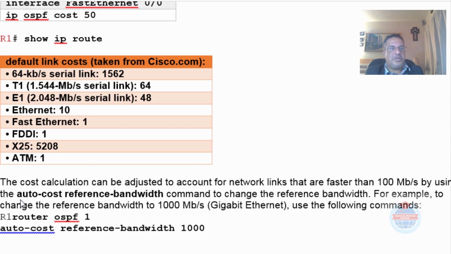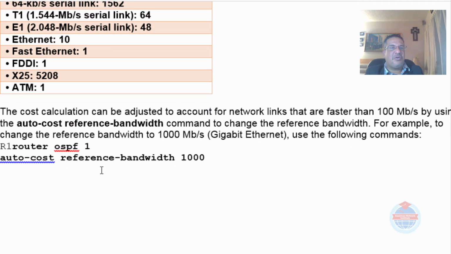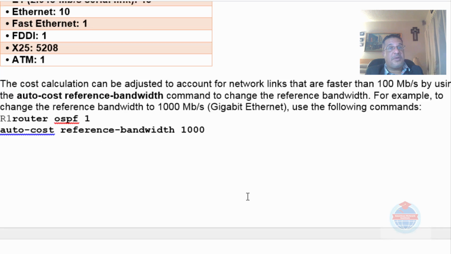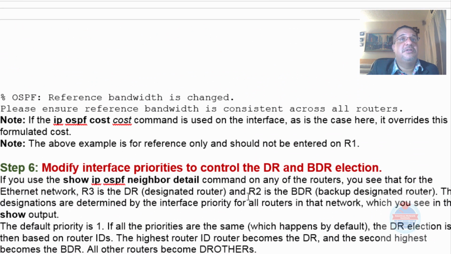Over here, we're gonna see auto cost reference bandwidth. How we're gonna use it? For example, you're gonna need auto cost reference bandwidth, but you're gonna put the bandwidth that you're gonna need. For example, in this case, 1000 megabits per second. This value we're not gonna apply. It's only gonna be used as a reference, guys. Okay, got it? Understand? Excellent.